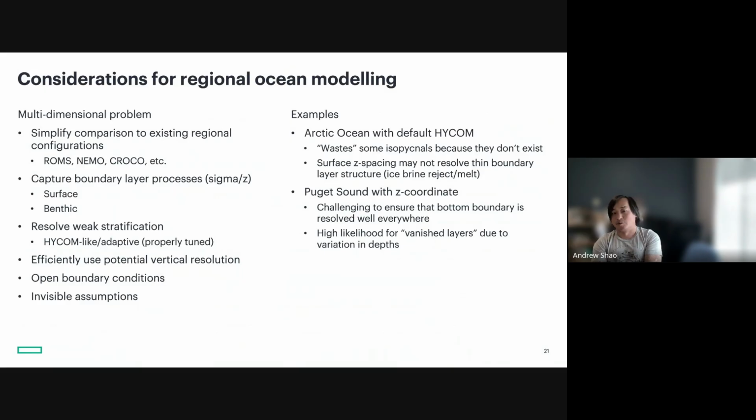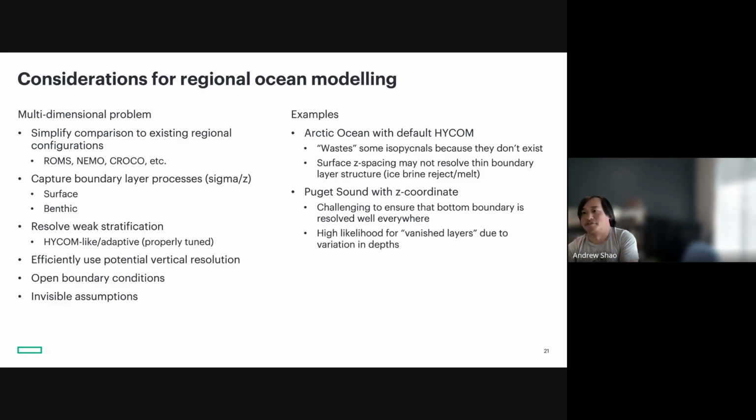Do we really care about capturing boundary layer processes? This might be something where you want a more sigma-like coordinate, especially for something like the benthic bottom layer. If you're a biogeochemist and you really want to know what all those organisms are doing down there, you might want a better representation near the bottom. Or if you really care about surface boundary layer processes, then maybe you want a Z coordinate with very fine resolution up there.